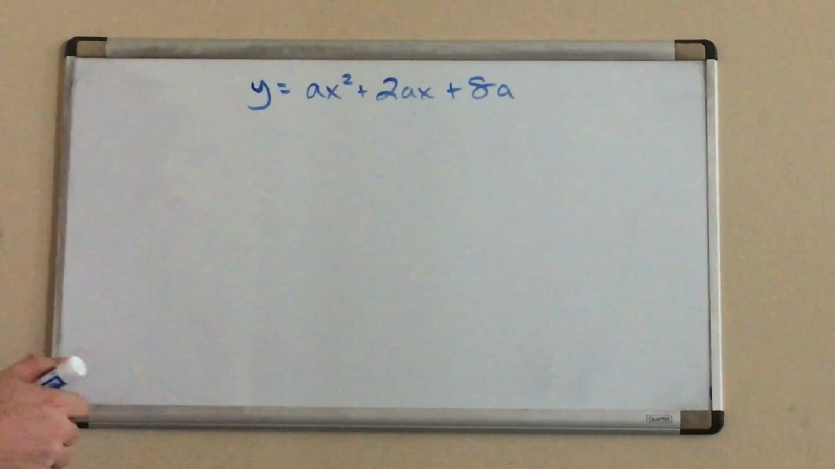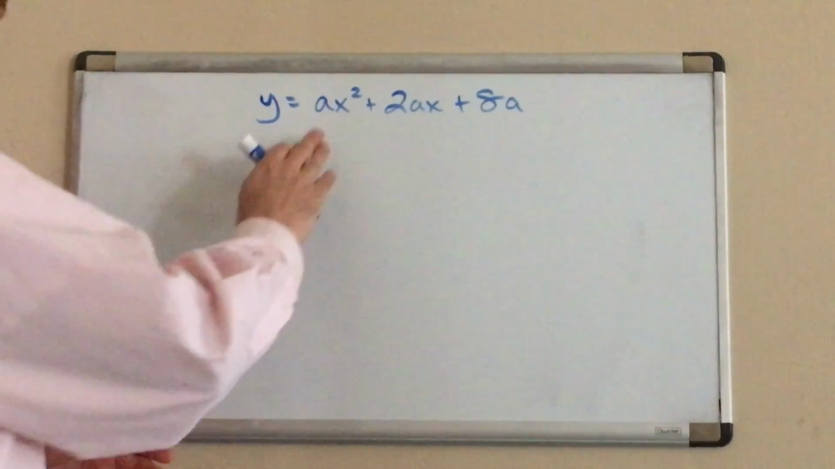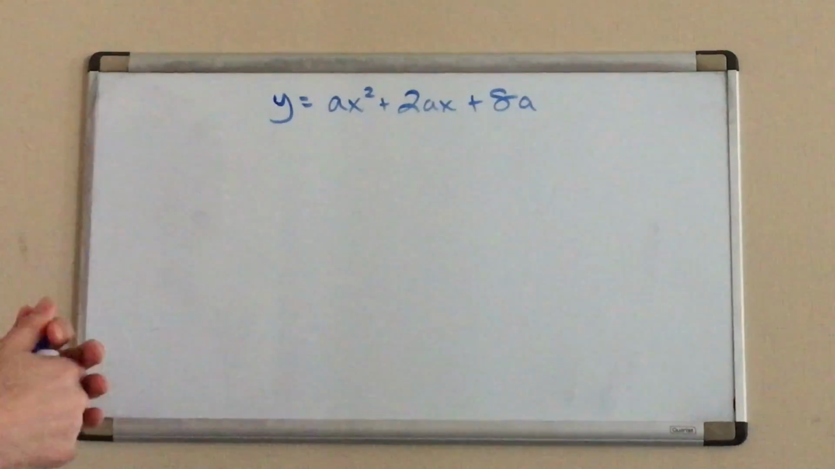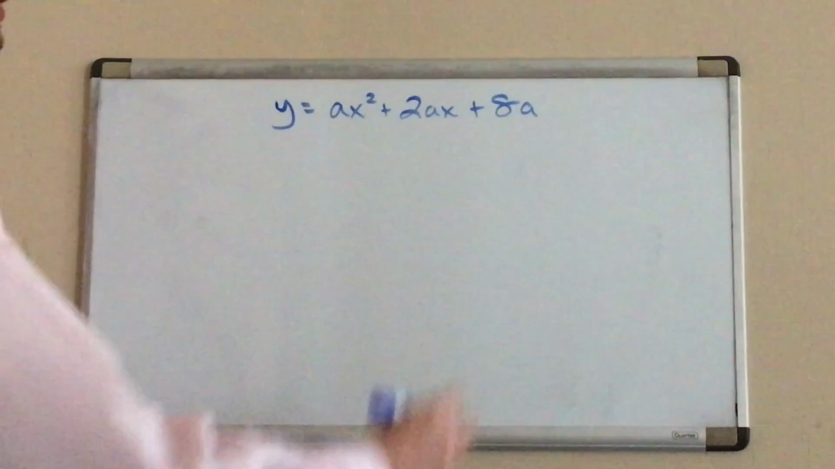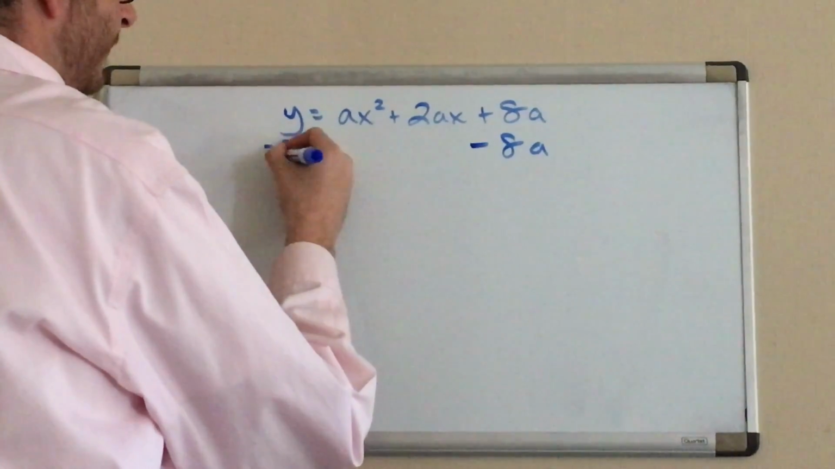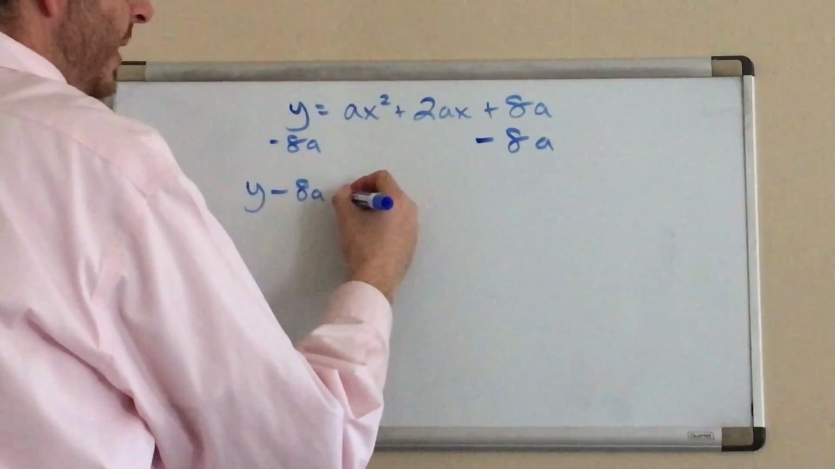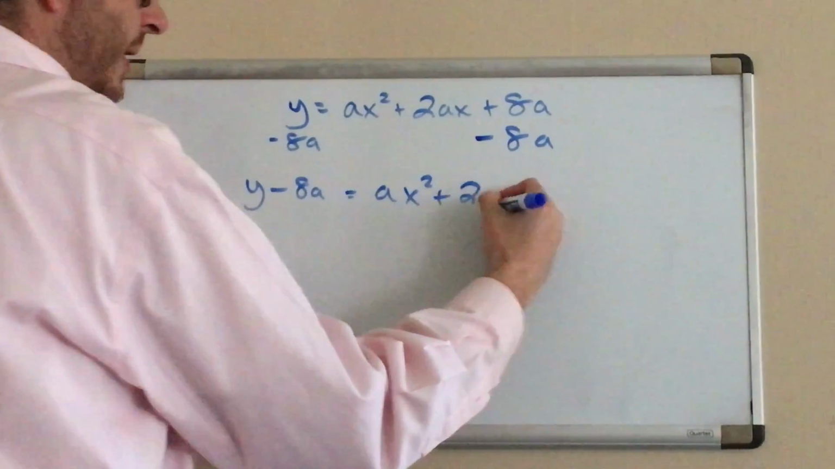Typically, when we're dealing with a quadratic, we just have our x squareds and our x. But now we have an extra variable, which is a. All right, step one, we always isolate our x terms. I'm going to do that by subtracting 8a. I now have y minus 8a is equal to ax squared plus 2ax.